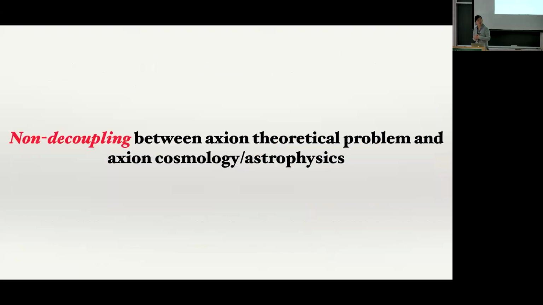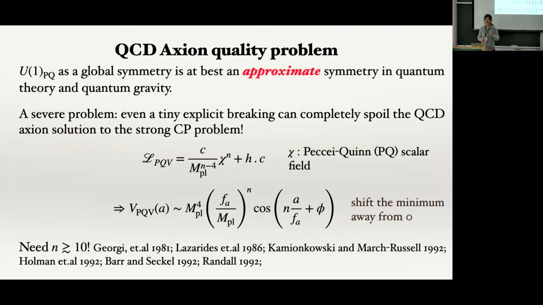So the second comment I want to make is I will call it a decoupling between axion theoretical problem and axion cosmology and astrophysics. So the global PQ symmetry is at best an approximate symmetry in quantum theory and quantum gravity. This actually leads to a severe problem for the QCD axion. Even a tiny bit of explicit breaking of the PQ symmetry due to quantum gravity could completely spoil the QCD axion solution to the strong CP problem.